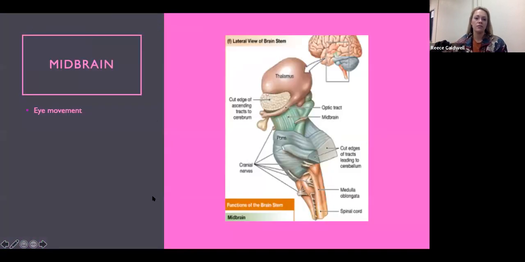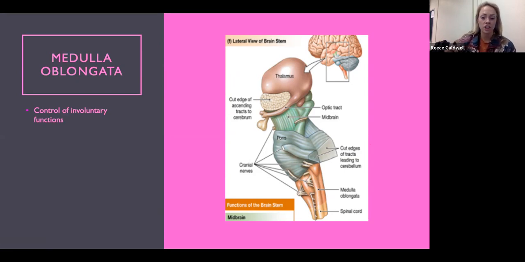All right, so next we have the midbrain. This is part of the brain stem. Here you can see the midbrain, and it helps with eye movement. It's a part of the brain stem that you definitely don't want to injure, as it deals with eye movement. Then we have the medulla oblongata, which is this structure right here. It controls involuntary functions, like our heart rate and things like that.